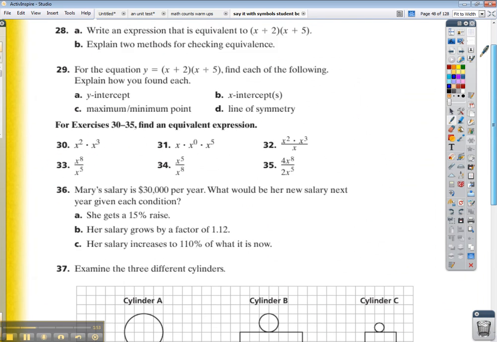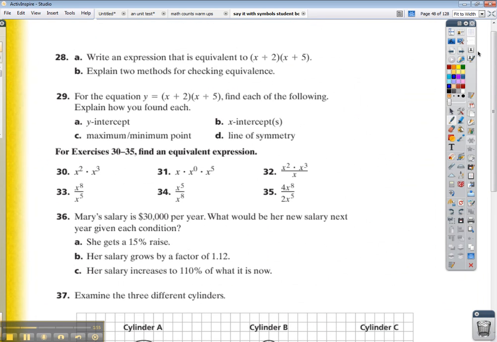Moving on. 28. Write an expression that... okay, so 28 is really straightforward. When you want an equivalent expression and you have a factored form quadratic, it just wants you to multiply it out. It wants you to FOIL, or rainbows and smiley faces, because when you see rainbows, you smile.